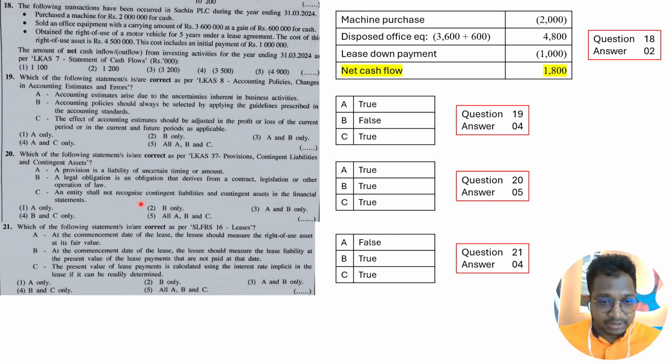Okay. 21. Which of the following statements are correct as per SLFRS 16? At the commencement date of the lease, the lessee should measure the right of use asset at its fair value. That's incorrect. You are getting it at the cost value, right? At the commencement date of the lease, the lessee should measure the lease liability at the present value of the lease payments. That's correct. The present value of the lease payments is calculated using the interest rate implicit in the lease, which can be readily determined. That's also correct. So the correct answer should be the fourth one.